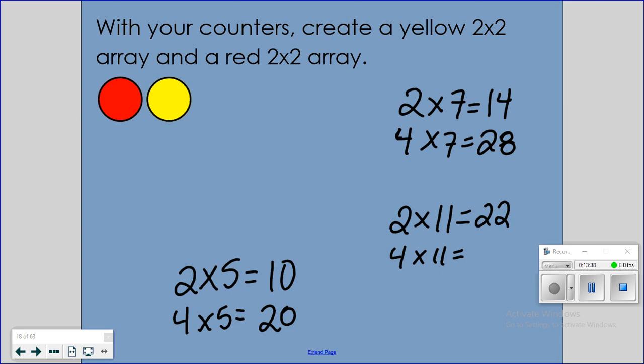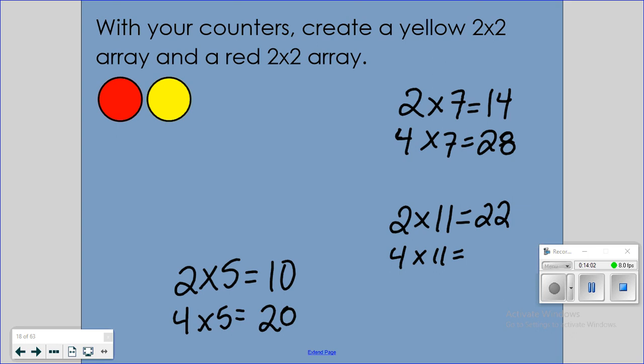Victor, you know what it is? I think it's 24. 22 is 2 times 11. Very good. Gwen, did you figure out 4 times 11? Yes. The way that I found out though is I took 22 and I added another 22.